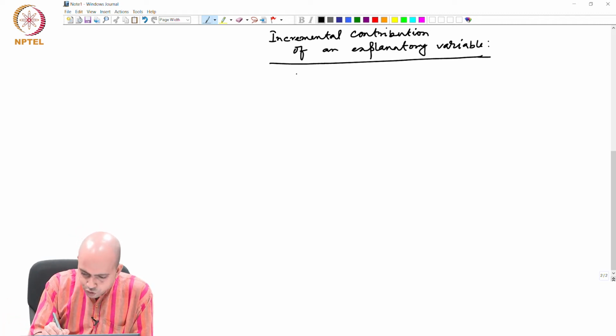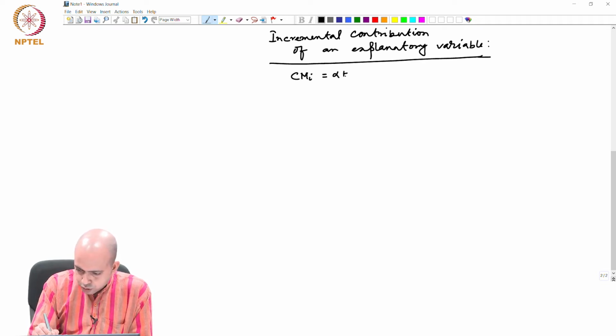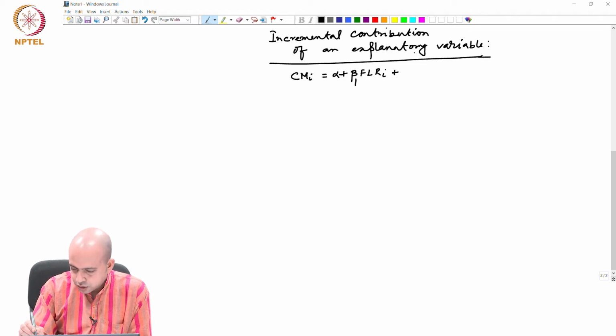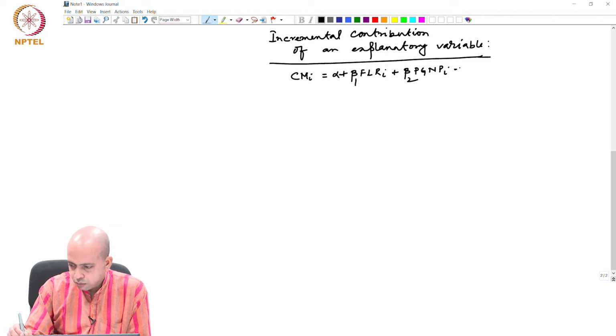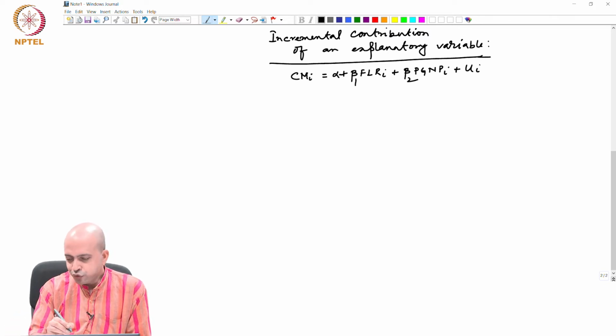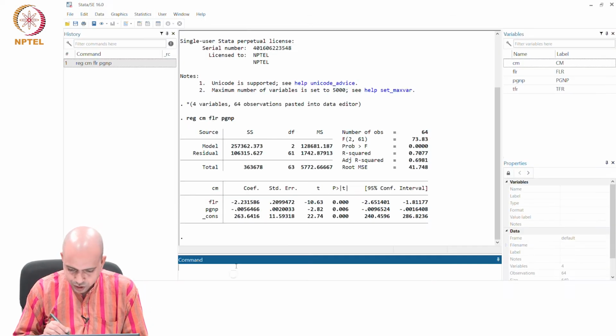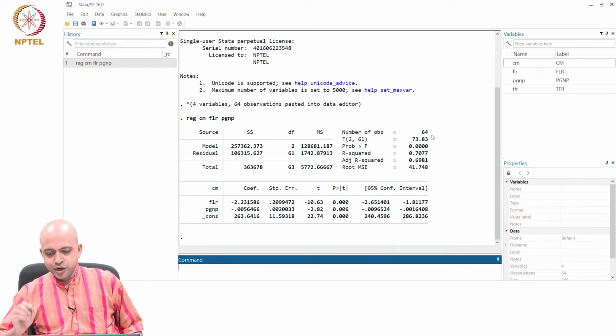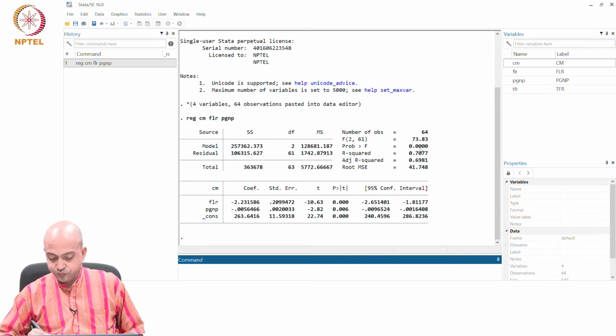Our model was CM, child mortality rate, which we were trying to explain by beta 1 FLR plus beta 2 PGNP. Now, if you estimate this model, what is your R square? Look at what your R square is. When you estimate the model, your R square is 0.7077.